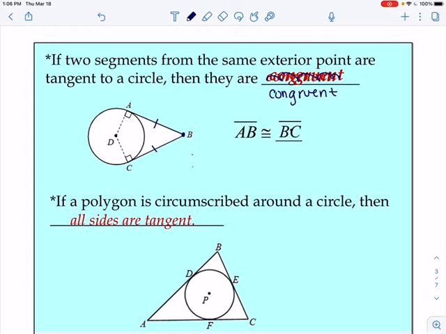If a polygon is circumscribed around a circle, circumscribed just means it's on the outside of the circle. Inscribed would be the inside of the circle. So in a previous lesson, we talked about a polygon being inscribed inside the circle. Now, again, we're talking about something being outside the circle. So in the picture below, that triangle is outside the circle. So if a polygon is circumscribed around a circle, then all sides are tangent. Okay, meaning that AB is going to be tangent to the circle, BC is tangent to the circle, and AC is tangent to the circle.